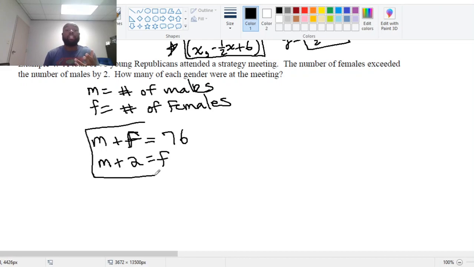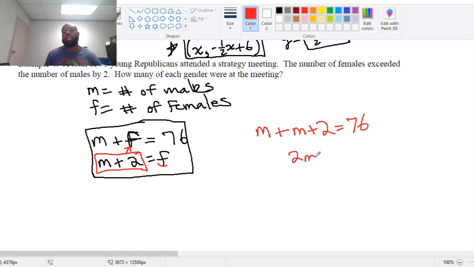And so I have two equations and two variables, right? And I want to solve this system in order to find the number of males and females. Well, this is set up perfectly for the substitution method because it has f already solved for. And so I will take this m plus 2, substitute it in for f in that first equation, and I'm going to get m plus m plus 2 equals 76, or 2m plus 2 equals 76. 2m equals 74, divide both sides by 2, and I'm going to get m equals, is that 37?